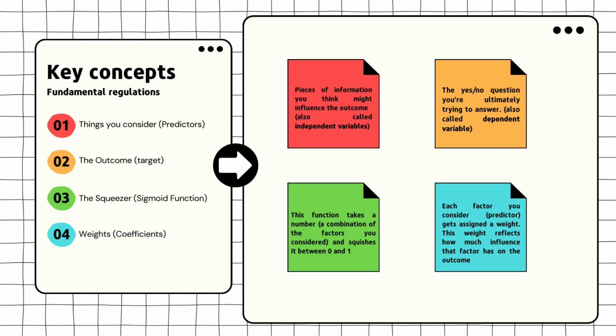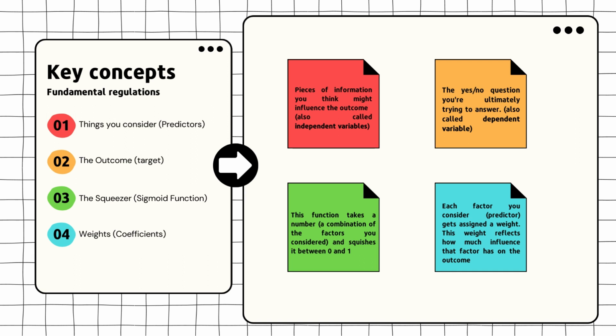Alright, so now let's move on to the key concepts. Imagine you're trying to predict something that can only have two outcomes, like will it rain today, yes or no. Logistic regression is a tool that helps us do this kind of prediction using data we already have. Here's a breakdown of the key players involved.